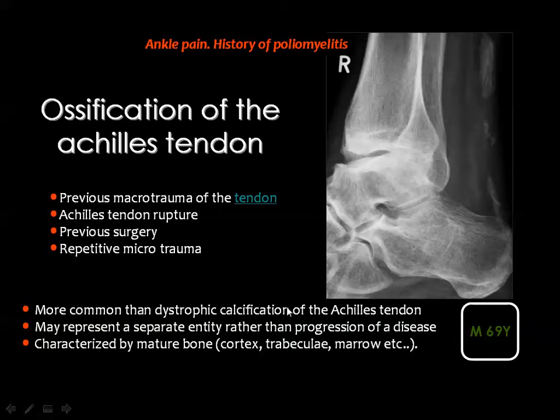And there are some causes for the development of ossification of the Achilles tendon, like you can see here in the plain X-ray. The previous microtraumas to the tendon, Achilles tendon rupture, chronic rupture, previous surgery, and repetitive microtrauma. This calcification of the tendo-Achilles are more common than dystrophic calcification of the tendo-Achilles. They represent a separate entity rather than progression of the disease characterized by the formation of mature bone with cortex and trabeculae and bone marrow as well.